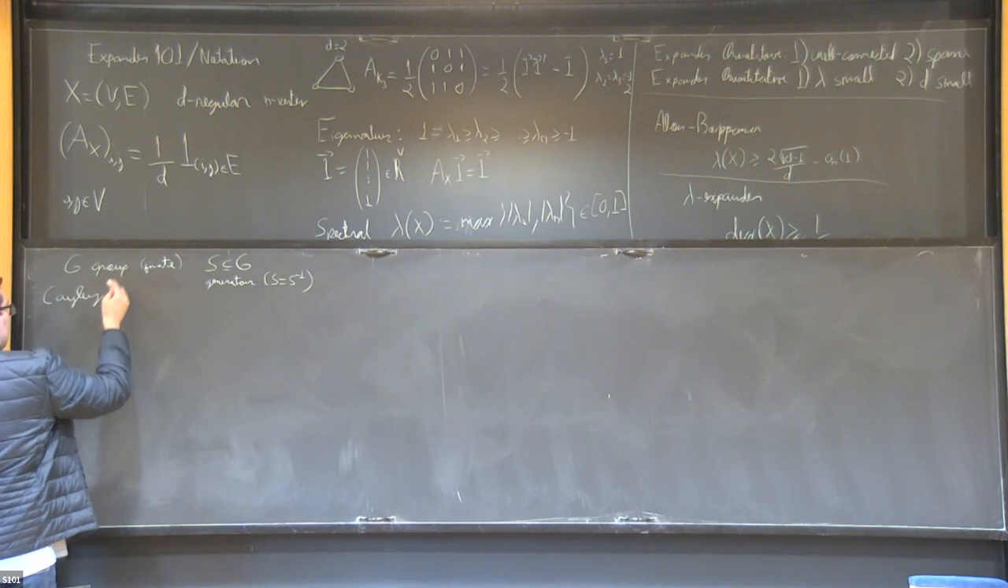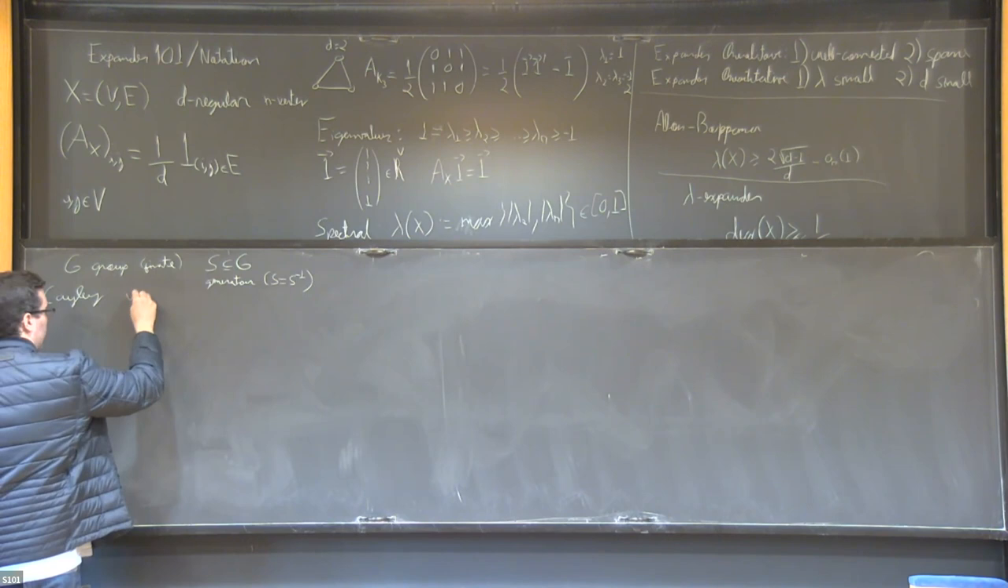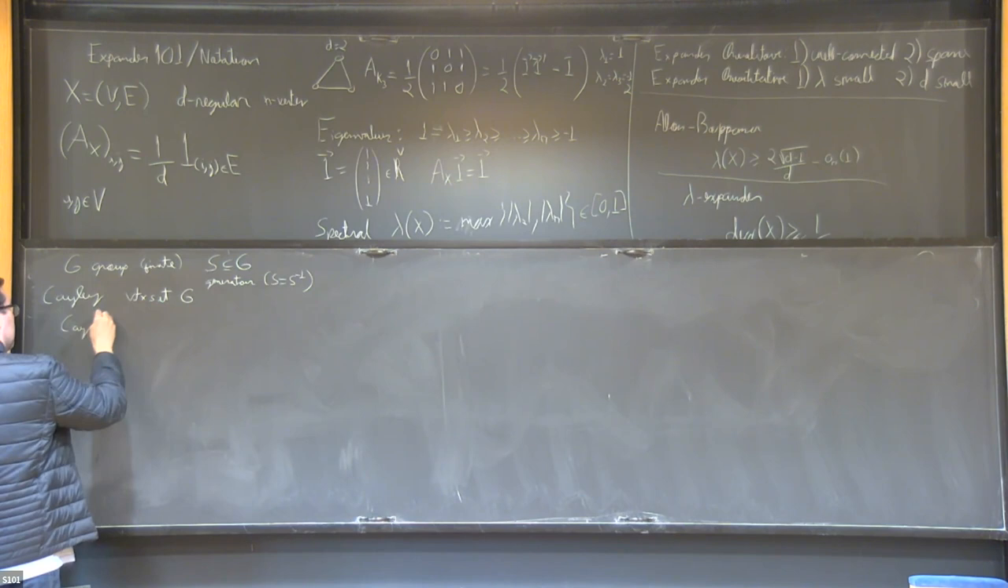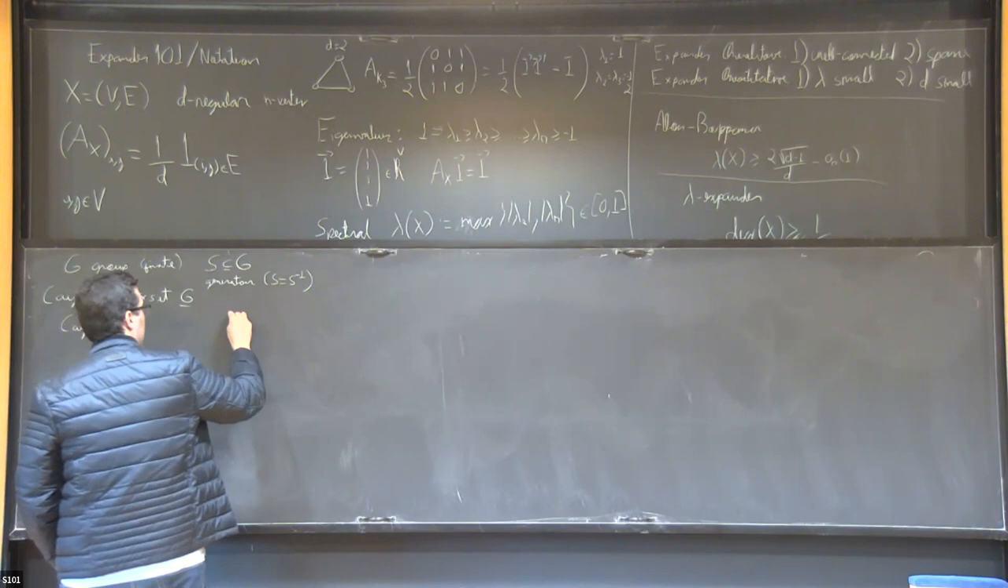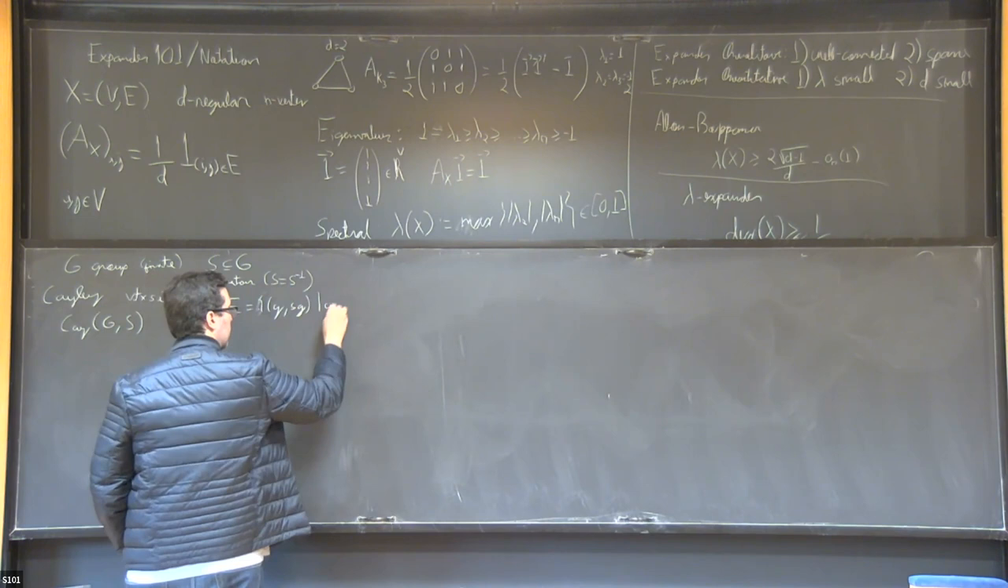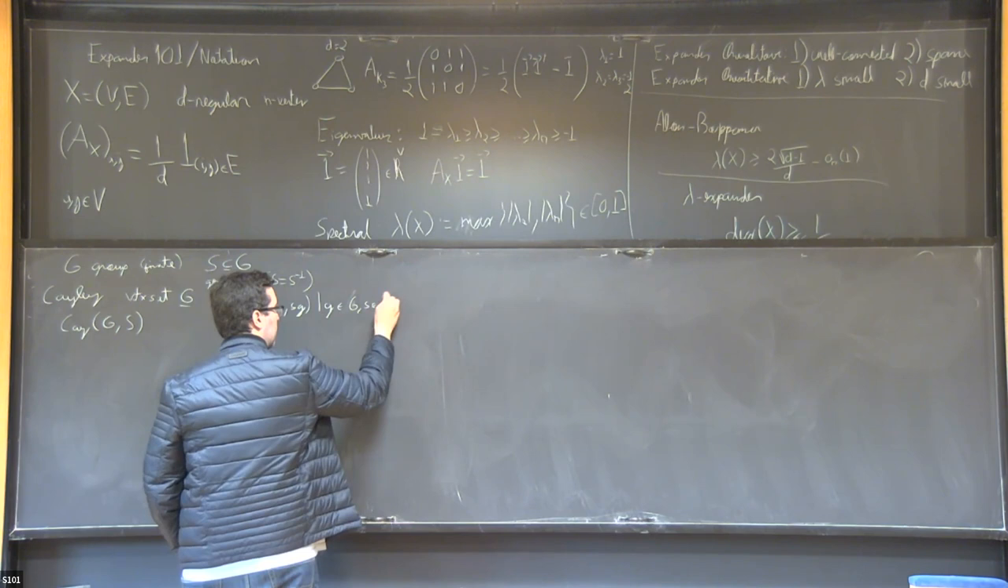A Cayley graph of this group with the generating set is the graph where the vertex set is G. The transitions are going to be given by the edges here. So we denote this by Cayley(G, S). And the vertex set is G, and the edge set is going to be something like this. You're going to have a collection of pairs (g, sg), where g ranges in your group and s ranges in your generating set. Okay, so this is going to be the edge set of the Cayley graph.